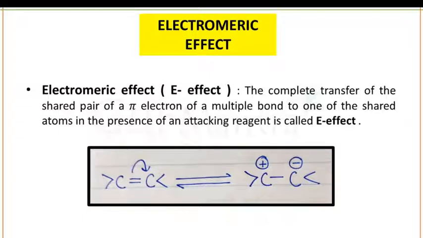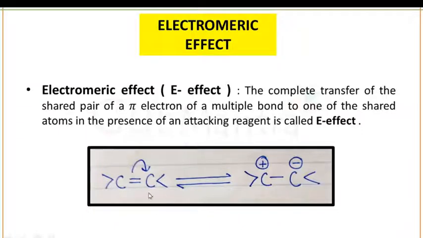So in today's topic, our number one topic is electromeric effect, also known as E effect. This refers to a molecular polarizability effect occurring by an intramolecular electron displacement. Or you can say the complete transfer of the shared pair of a pi electron of a multiple bond to one of the shared atoms in the presence of an attacking reagent. This is known as the electromeric effect.